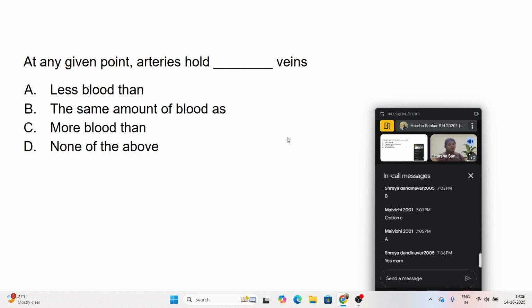Why? If you think about the biggest artery, the aorta, it has to withstand that much pressure, because the blood coming directly from the heart comes directly to the artery, and the artery has to supply it everywhere. So a lot of pressure has to be maintained. For that, the artery walls are the thickest. Since they are thickest, area-wise or volume-wise they will be smaller. So at any point arteries can hold only a very small amount of blood compared to veins.